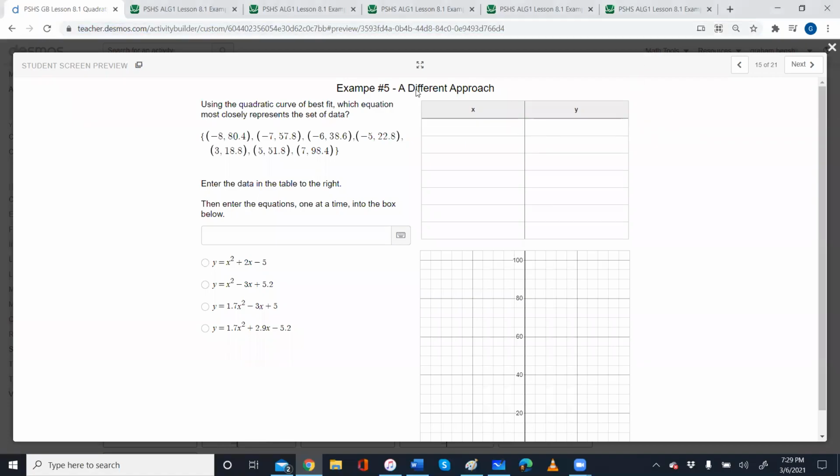All right, this is the second part of lesson 8.1. So we just looked at question 4, and we're going to look at question 5 now. So we've got coordinates here. I always like to personally type in all the first numbers, as in the x coordinates. I always find that a little easier to do.